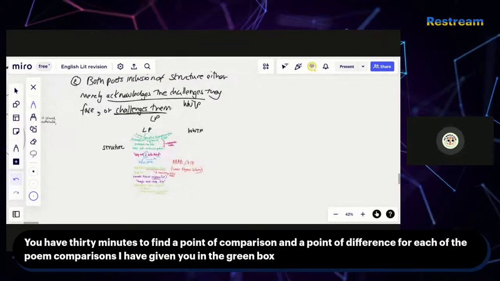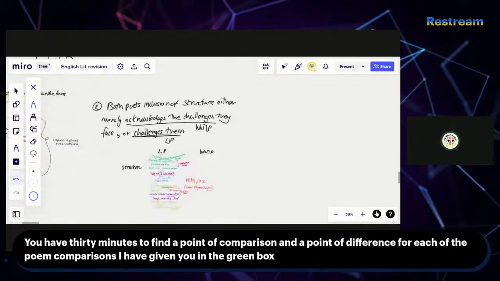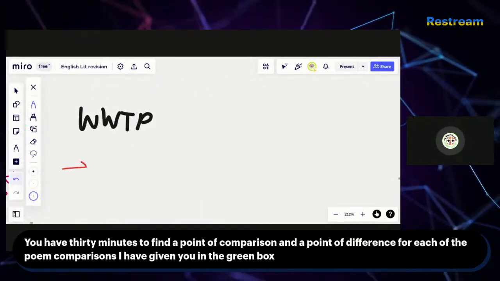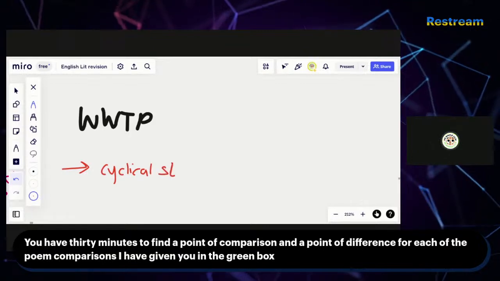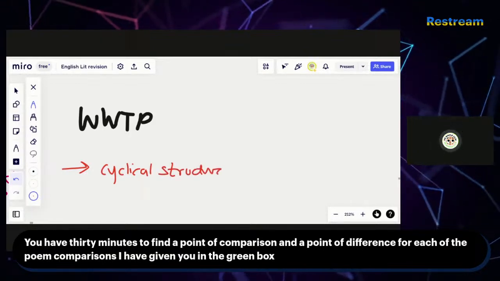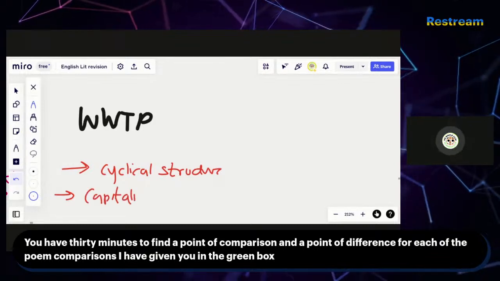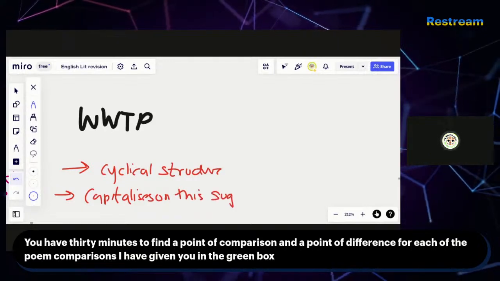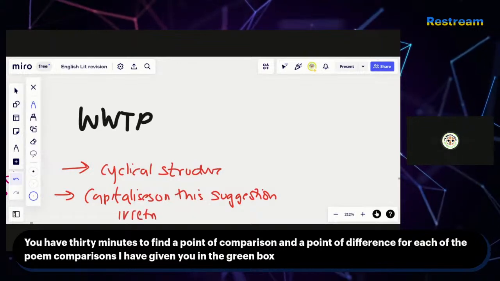Now let's look at When We Two Parted and how When We Two Parted's inclusion of structure either merely acknowledges the challenges or challenges them. So in When We Two Parted, we definitely see the writer clearly just acknowledge. We see this cyclical structure, which again capitalizes on this suggestion that the relationship is irretrievable.